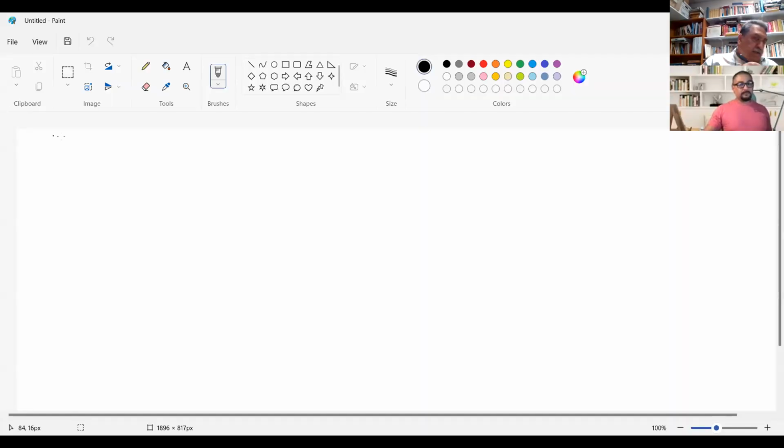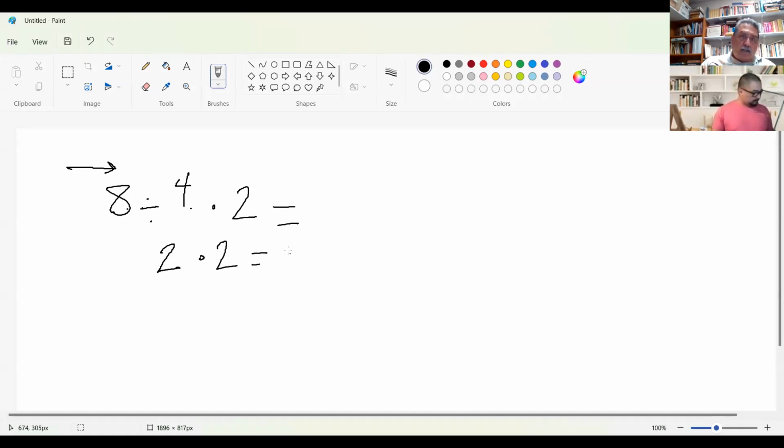Okay, now notice it has 8 divided by 4 multiplied by 2. Okay, we want to take care of this problem. So we go from left to right. 8 divided by 4 is 2. 2 times 2 is 4. So you don't do 4 times 2, 8, and 8 divided by 8 equals 1. First, you go from left to right, and 8 divided by 4 is 2. Let's look at another one.